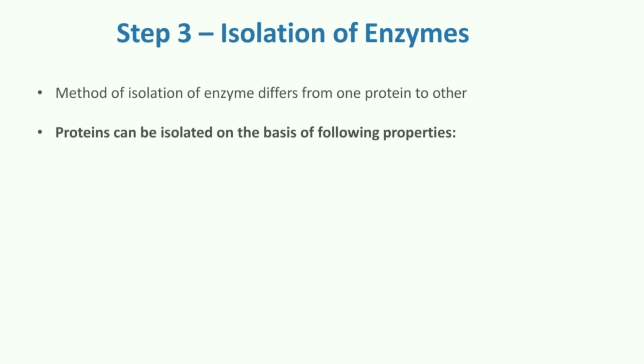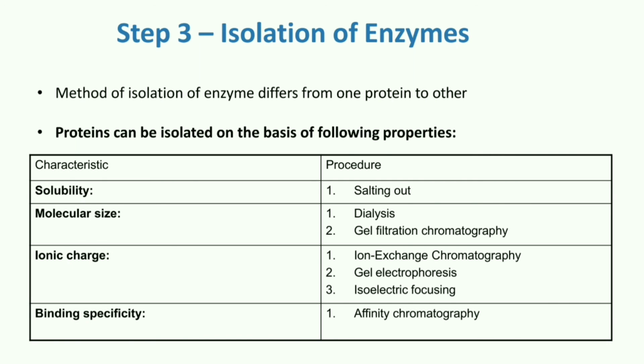So the third step is isolation of the final product. You can use a number of methods and utilize many properties of the enzyme for its isolation. The first characteristic being the solubility of the enzyme. One can use either ammonium sulfate precipitation or salting out methods. One can also make use of differences in molecular size, and we can use techniques like gel filtration chromatography and dialysis. Difference in ionic charge can also be used for separation, for example, use of ion exchange chromatography.